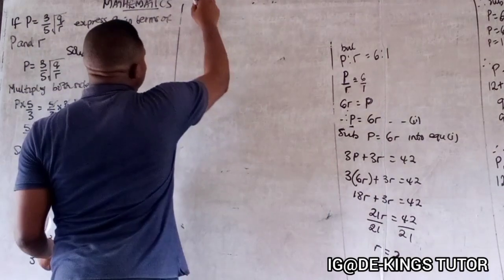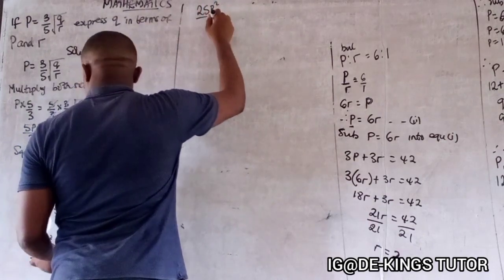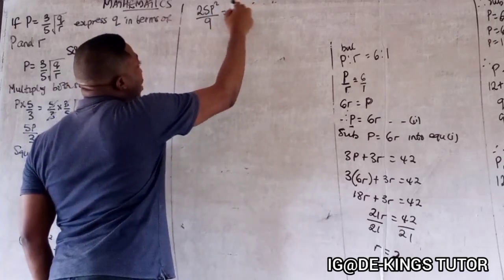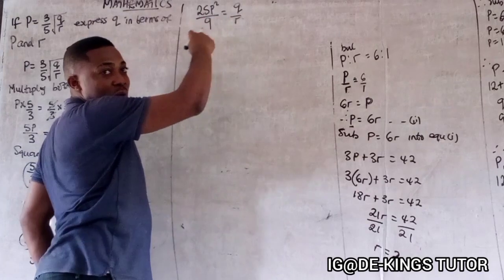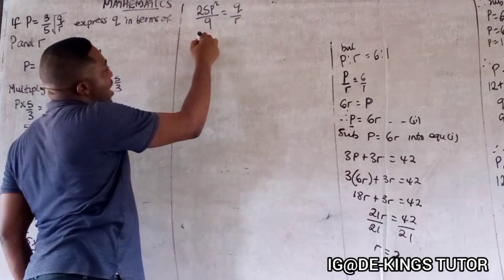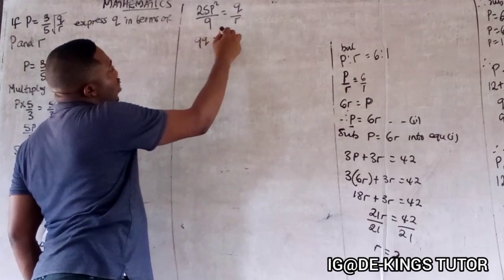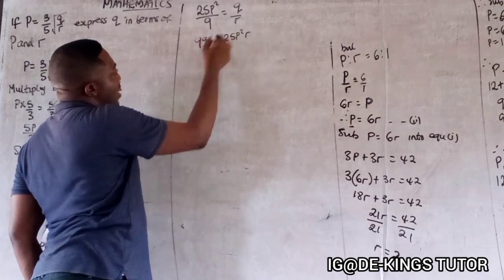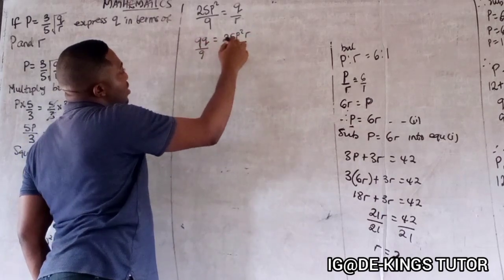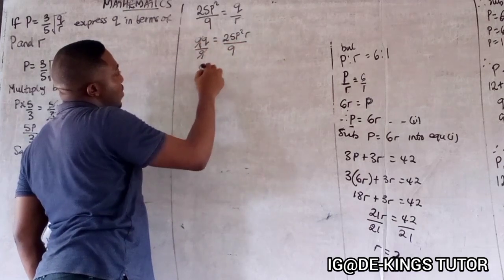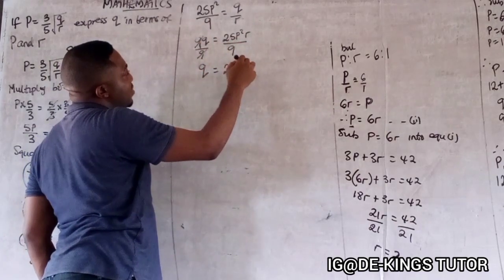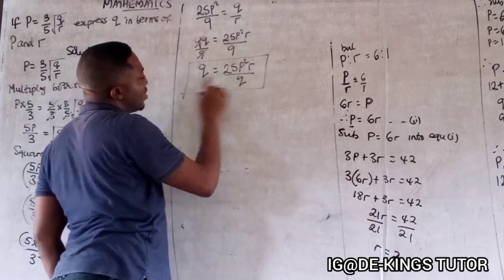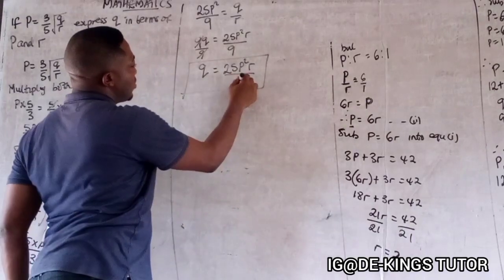So 25P squared over 9 equals Q over R. My aim is to get Q. What do I do from here? I cross multiply, so I have 9Q equals 25P squared R. To get my Q, I divide both sides by 9. So this cancels this, and my Q is now equal to 25P squared R over 9.